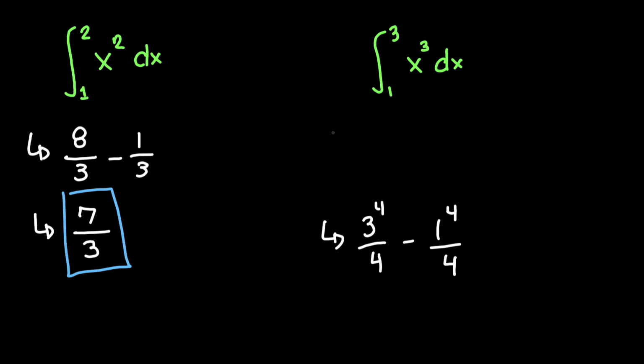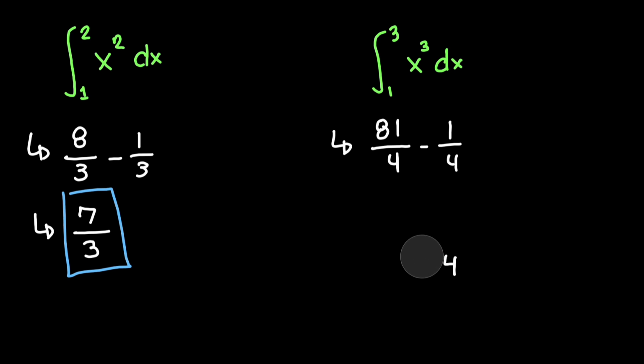So 3 to the power of 4 would be 81. 1 to the power of 4 would be simply 1. And so once again, they have common denominators, which is 4, so just subtract the numerators. 81 minus 1 would be 80, divided by 4, which has the final answer of 20.